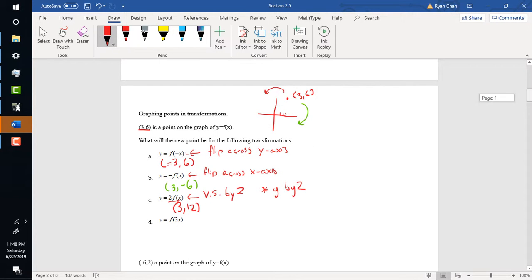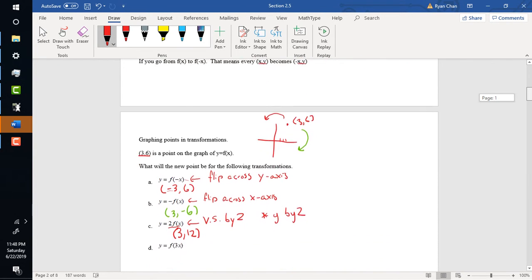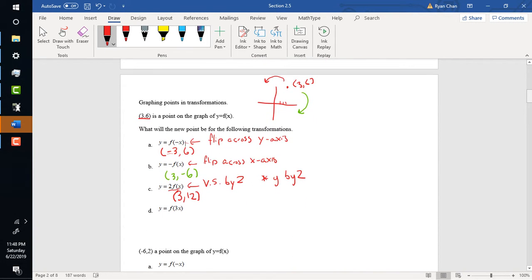And then lastly, if I take a look at part D, this is a horizontal compression by 3. So what does that mean? I'm dividing x by 3. So this will become 1 comma 6. The compression is a little confusing.